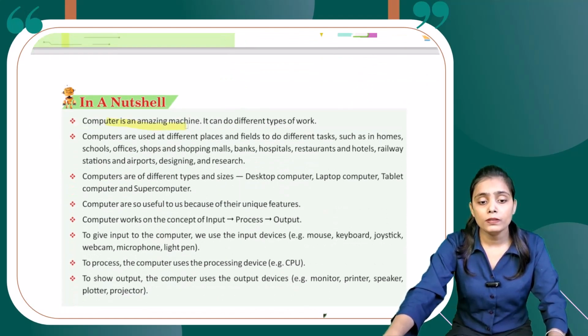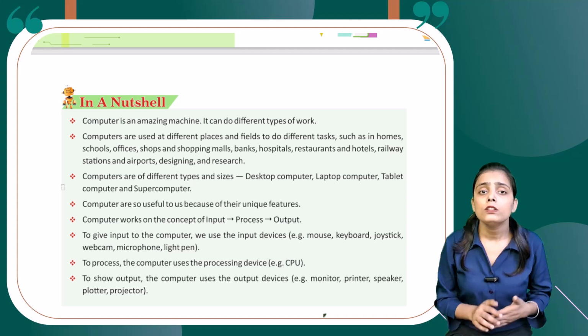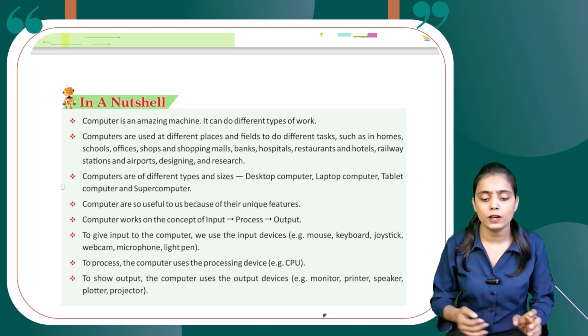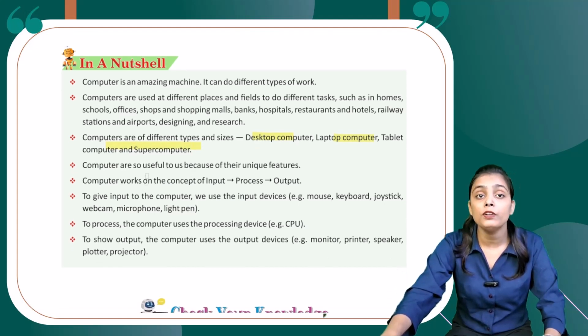Now let's see in a nutshell. So computer is an amazing machine. What is a computer, children? It is an amazing machine and it can do different types of work, right? Computers are used at different places which we have already covered and fields to do different tasks such as in home, school, offices, shops and shopping malls, banks, hospitals, restaurant, hotels, railway station and airports and designing and research. These are all the sectors where computers are being used a lot. Now computers are of different types and sizes. For example, desktop computer, laptop computer, tablet computer and supercomputer are the different types of computer in different sizes.